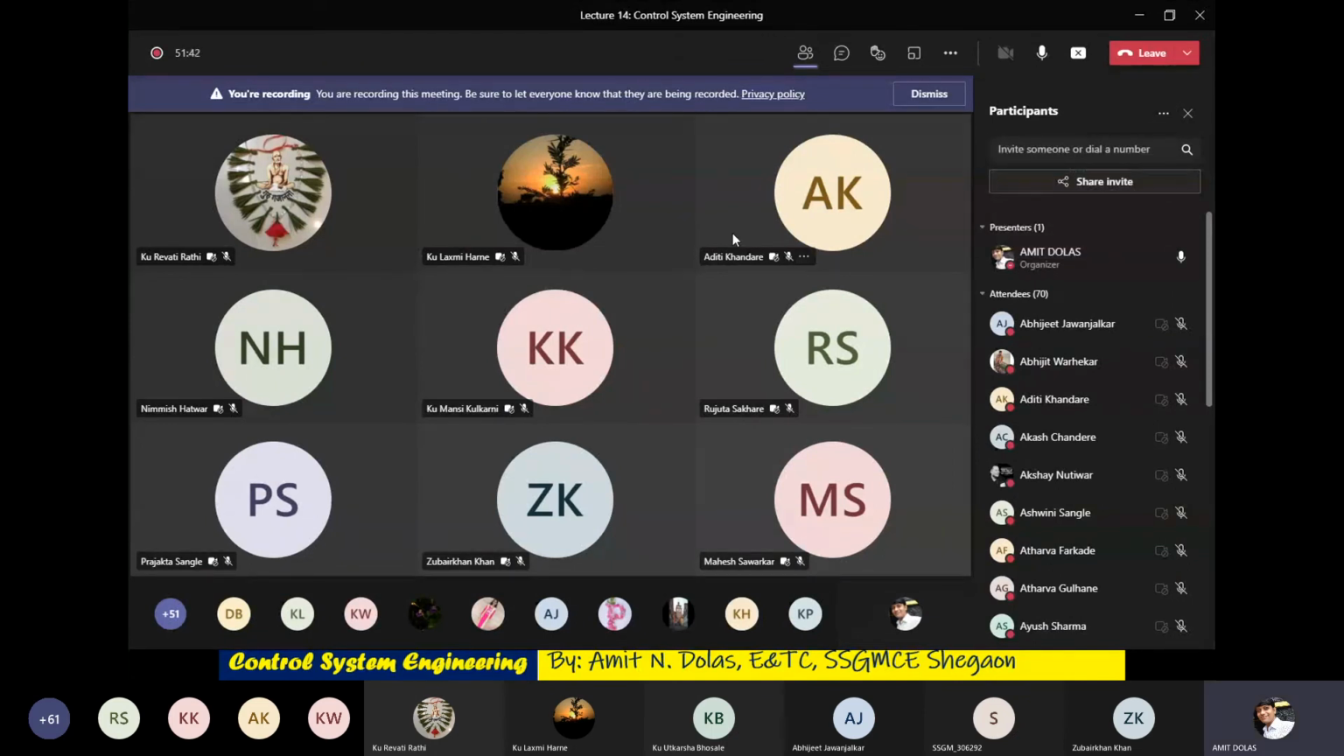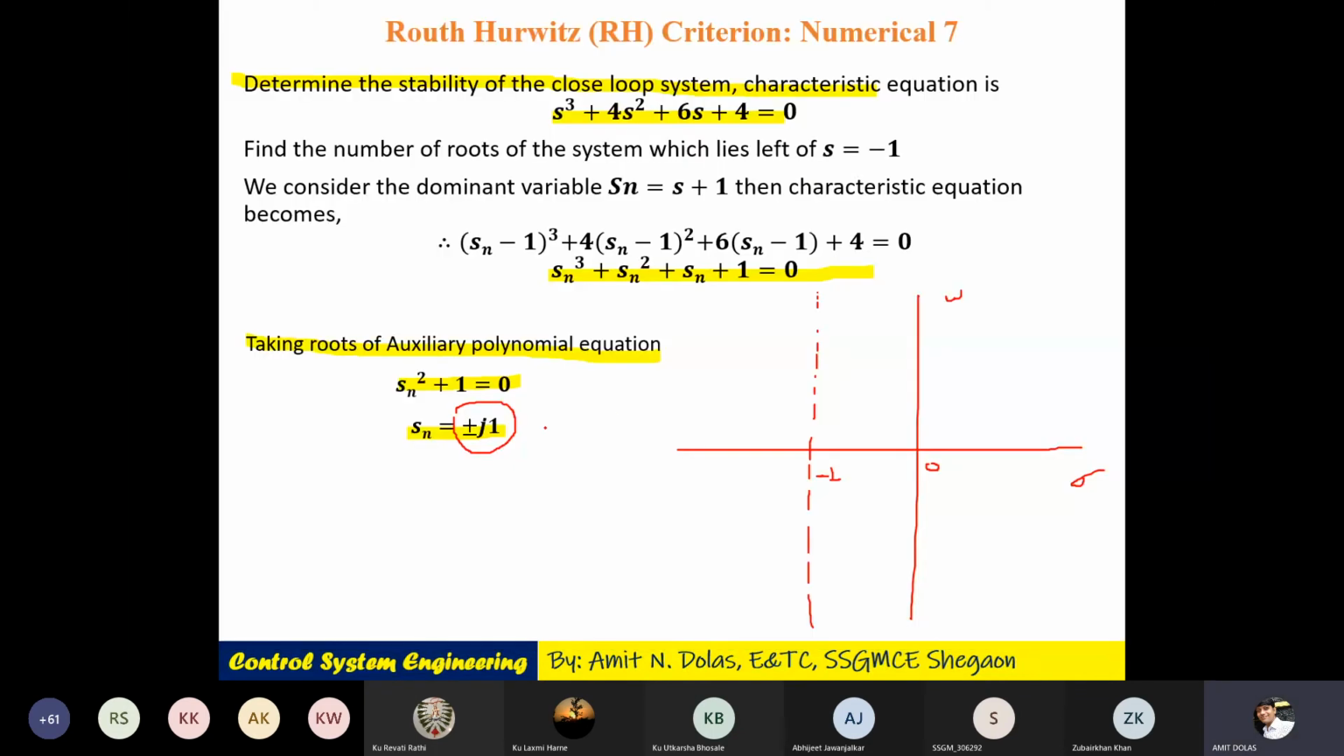Yes, I'm waiting for the answer. Until I get an answer, I'll not disconnect this lecture. The question is simple. This Sn, that is plus minus j, is it located on sigma is equal to 0 axis, this one, or sigma is equal to -1 axis, this one?